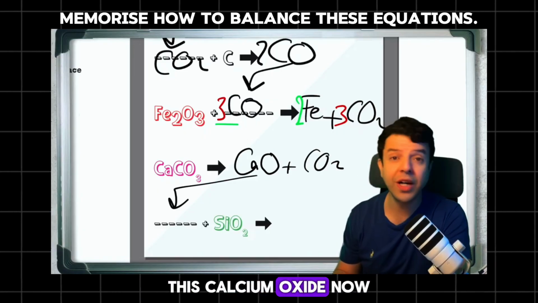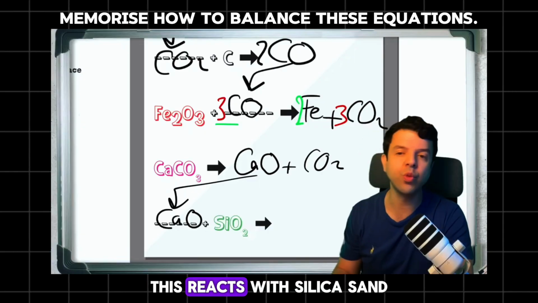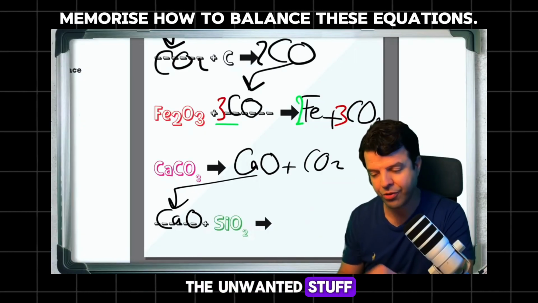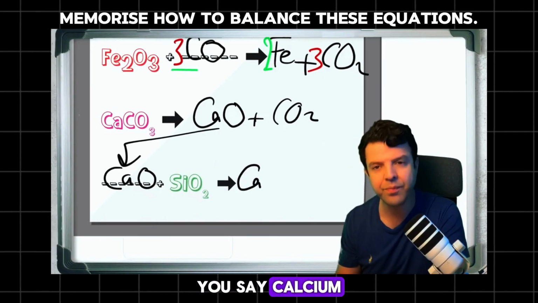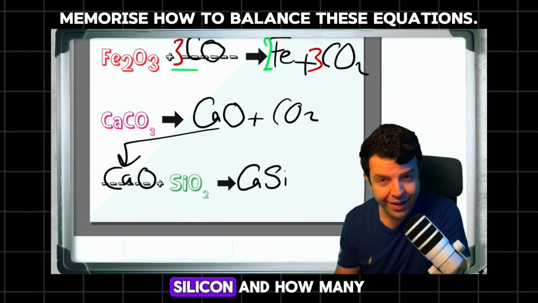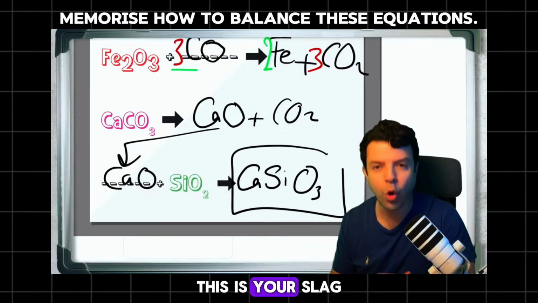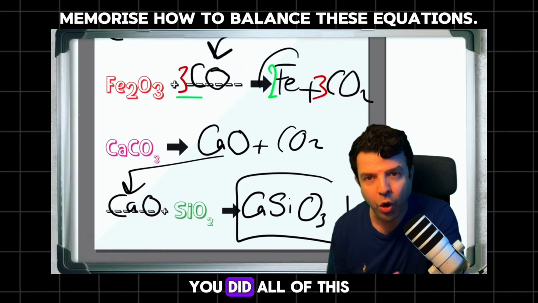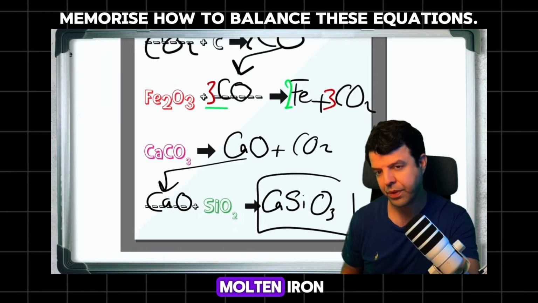This calcium oxide now does what? This reacts with silica, sand, the unwanted stuff. That's what I did a couple of minutes ago. You say calcium, silicon, and how many oxygens you have on the left side? This is your slag, the unwanted stuff. You did all of this because you wanted this molten iron.